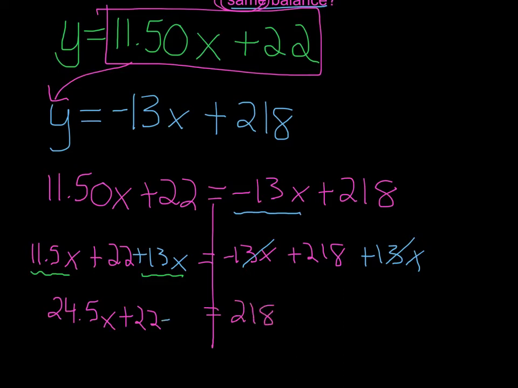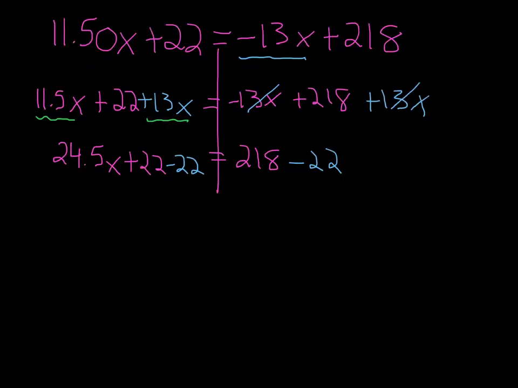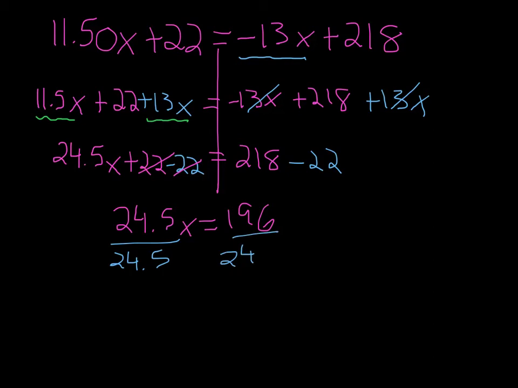And now I need to subtract 22 on both sides. So 22 cancels out. 24.5x equals 196. Divide both sides by 24.5. And you should get that x equals 8. And what that represents is 8 weeks.